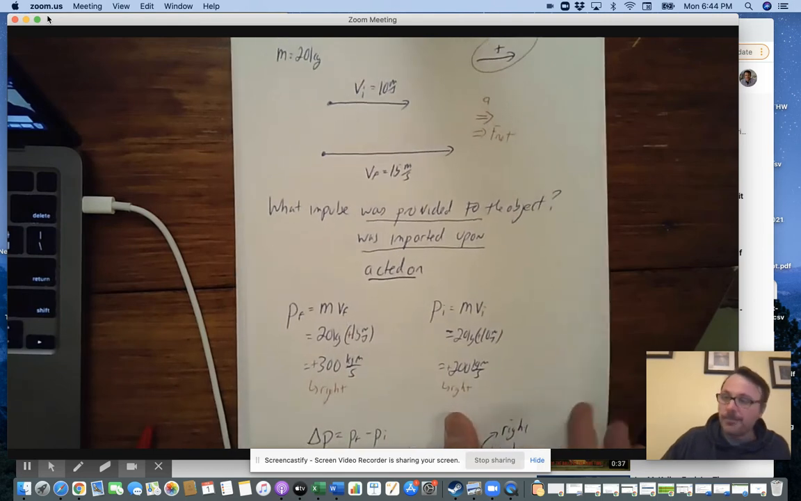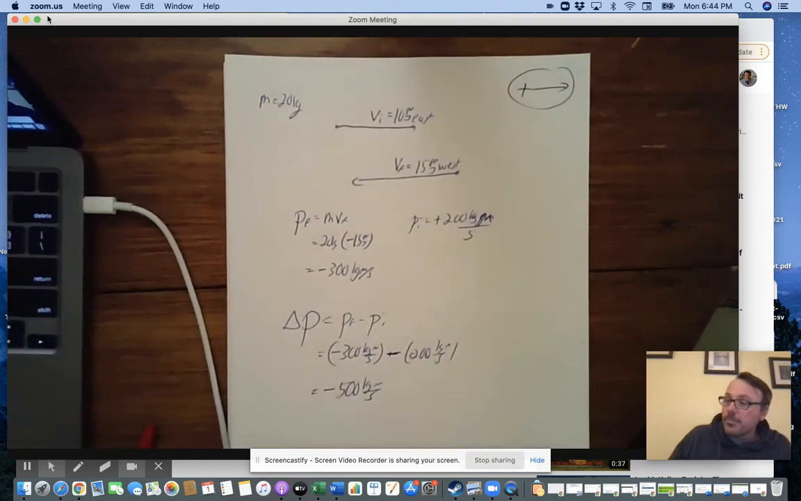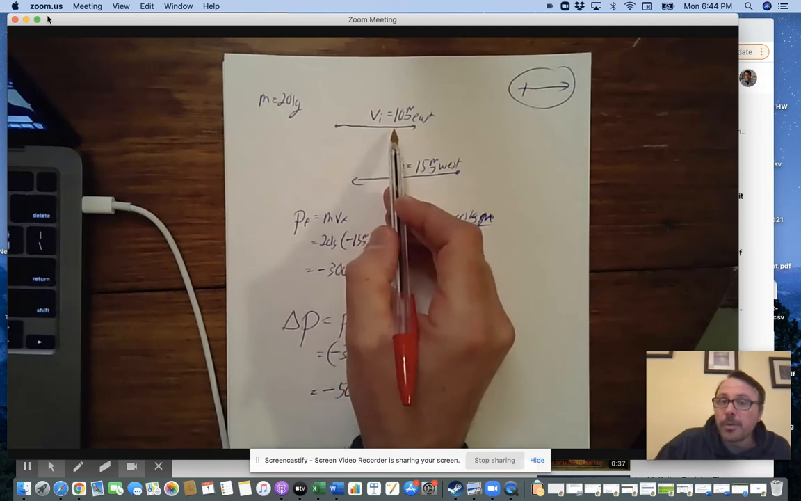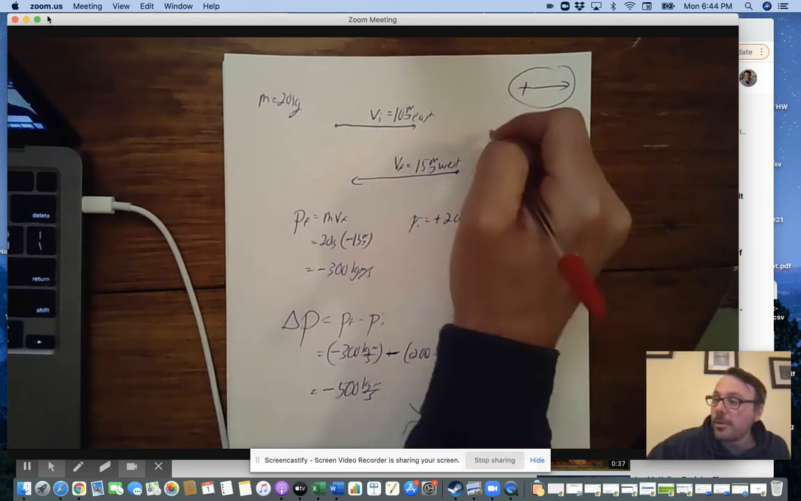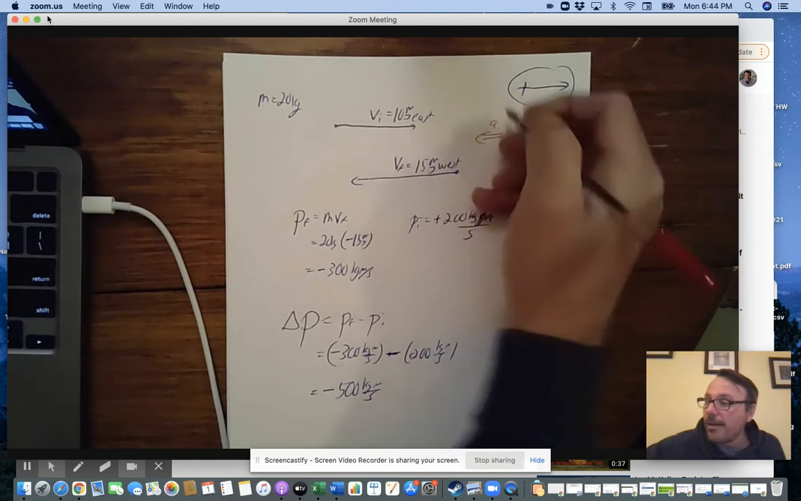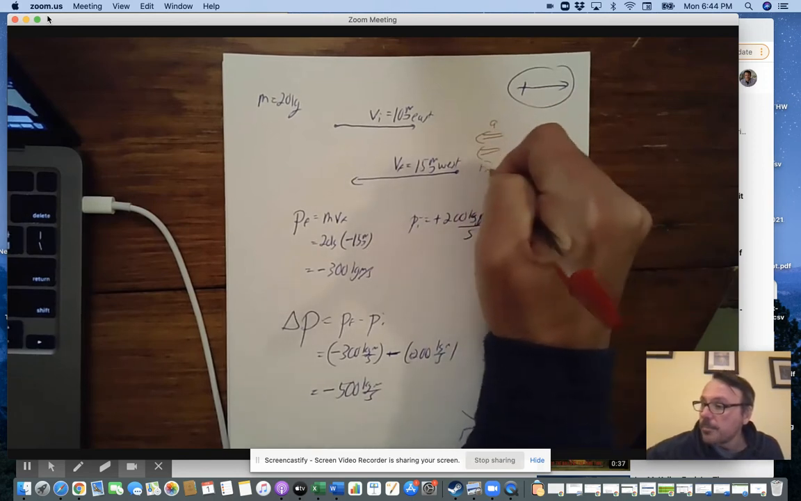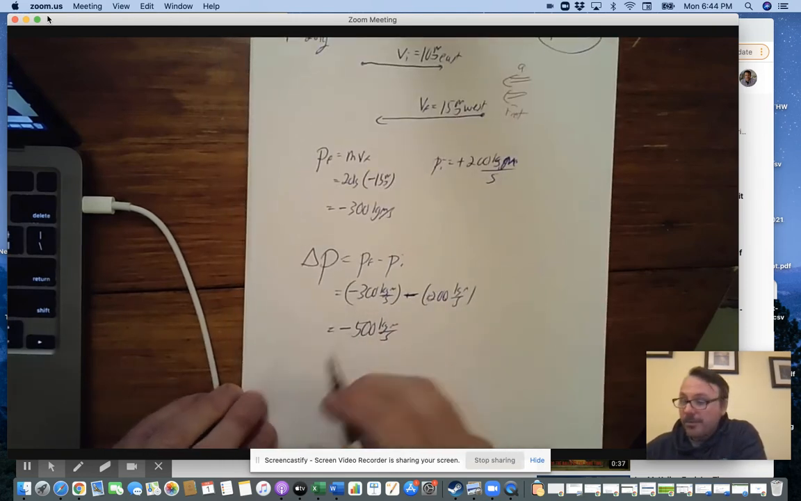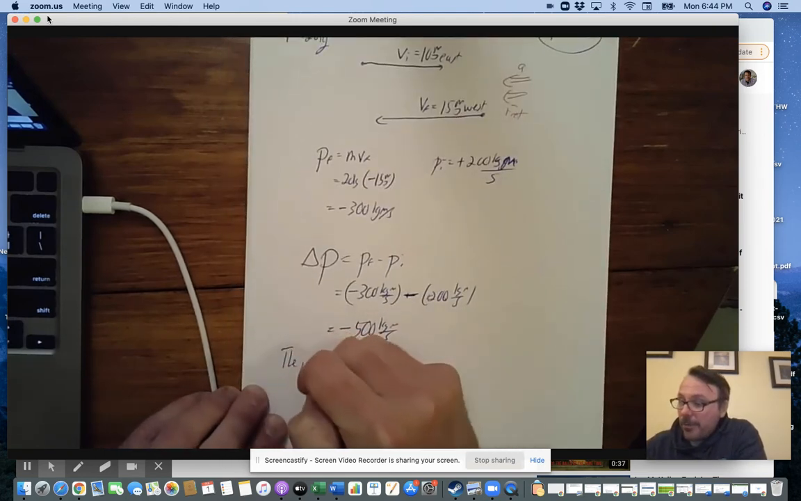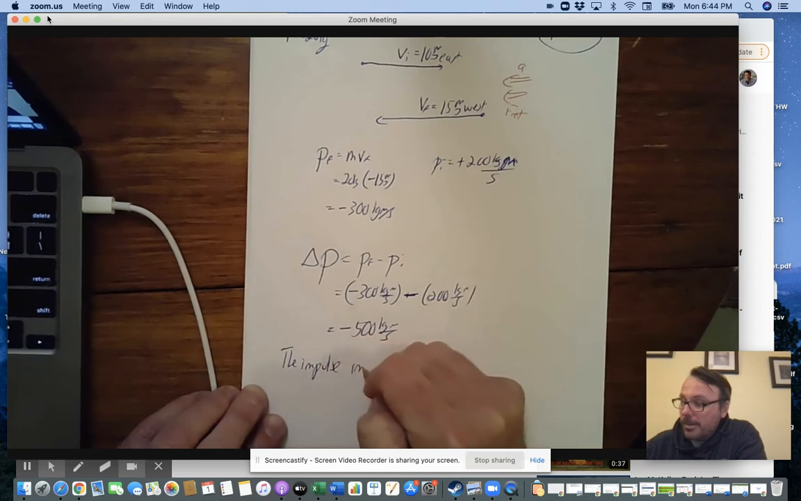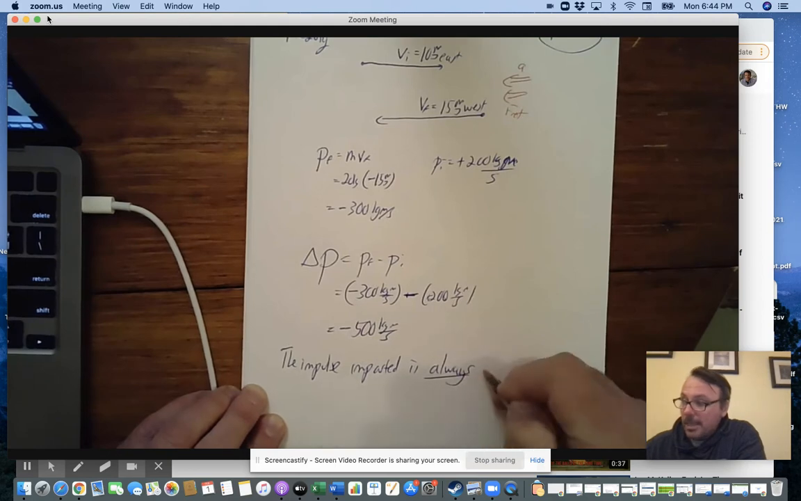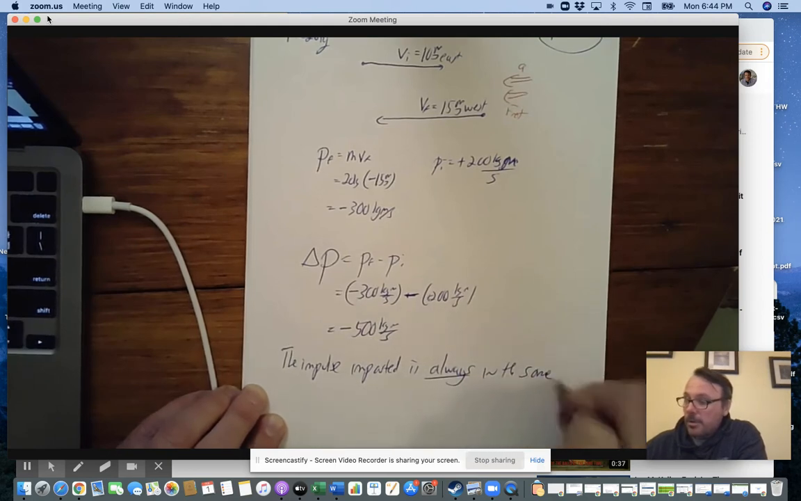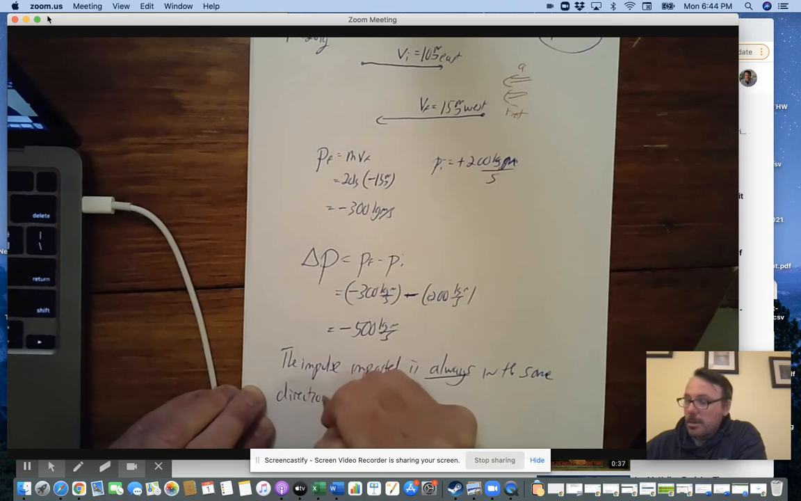The answer is yes. Over here, this thing is going to slow down while moving to the right and then speed up left. Therefore, this thing must be accelerating to the left. Therefore, the net force here is to the left. So what we discover here, and notice our impulse is left, is that the impulse imparted is always, and this is going to mean always, in the same direction as the net force.